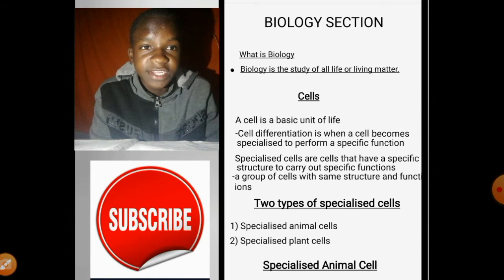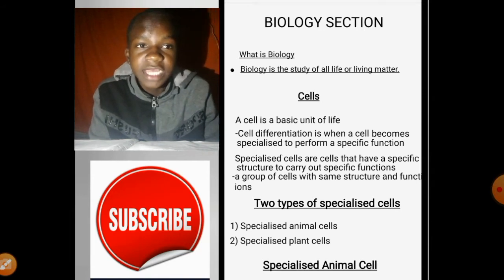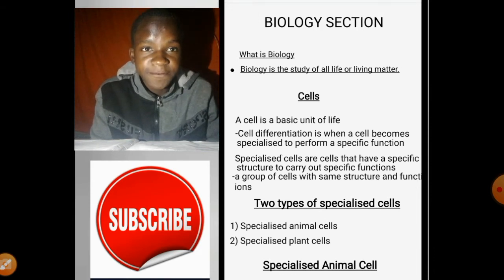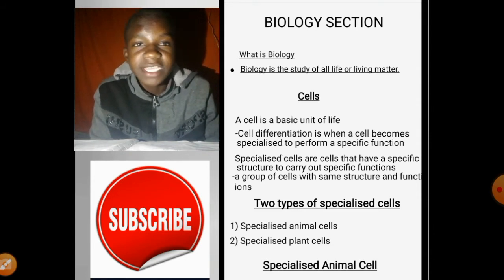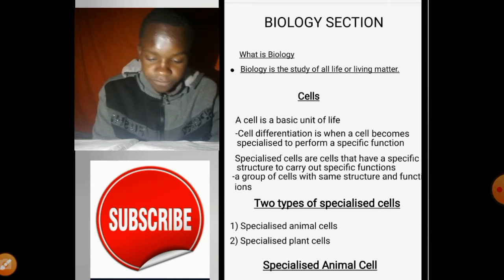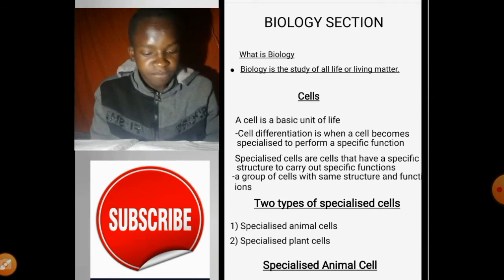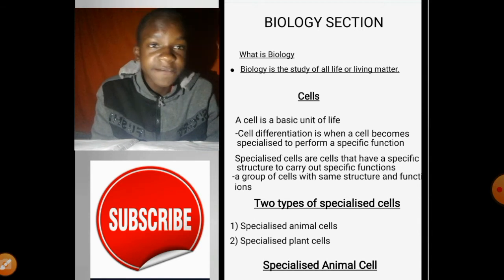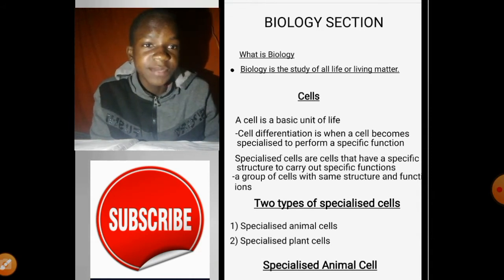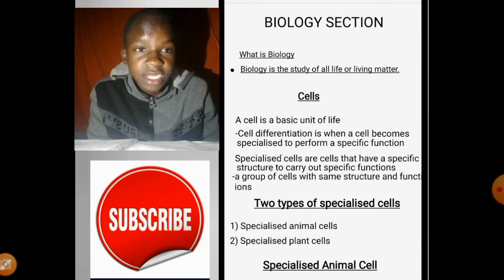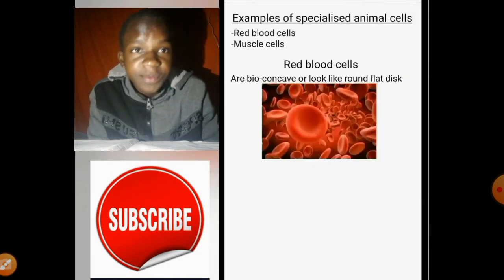Then we have specialized cells. These are cells that have a specific structure to carry out specific functions, or a group of cells with the same structure and function. There are two types: specialized animal cells and specialized plant cells. Firstly, we are going to look at the specialized animal cells.